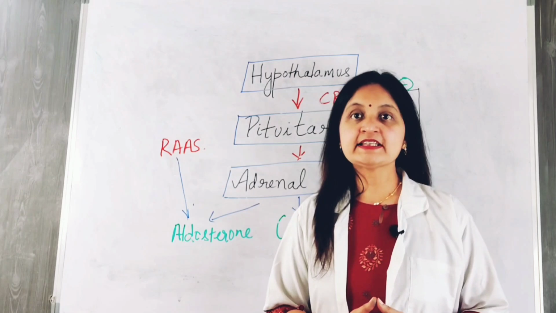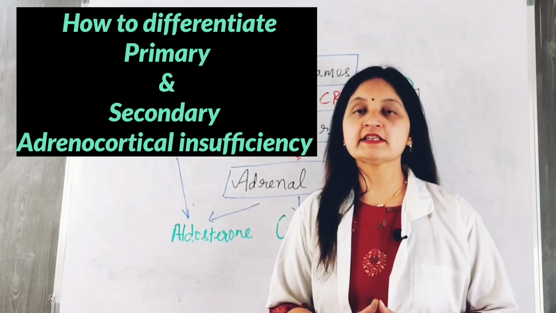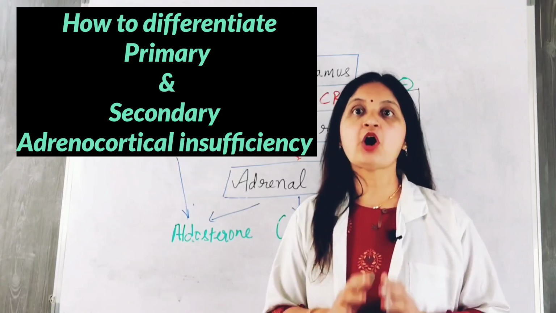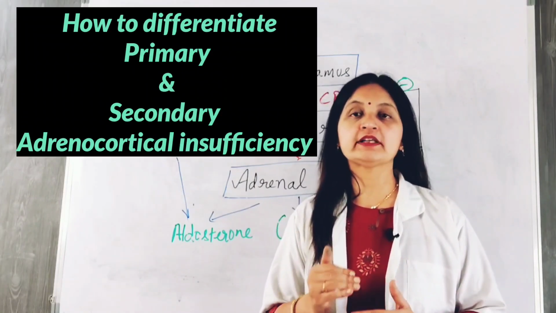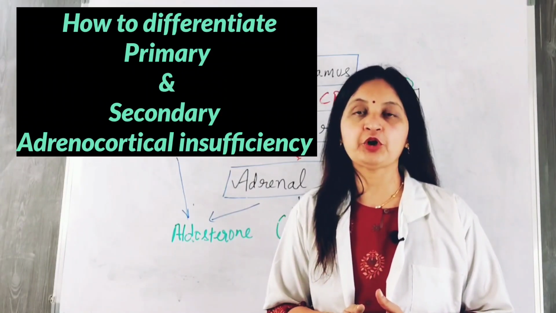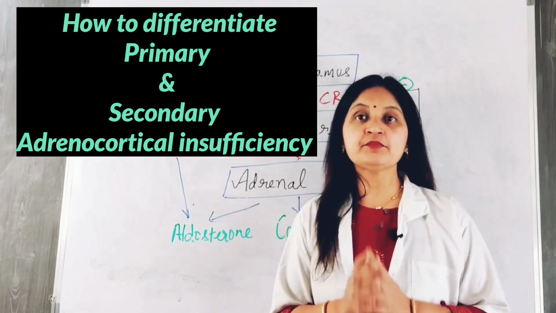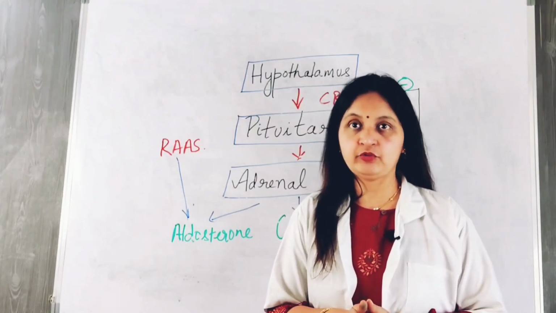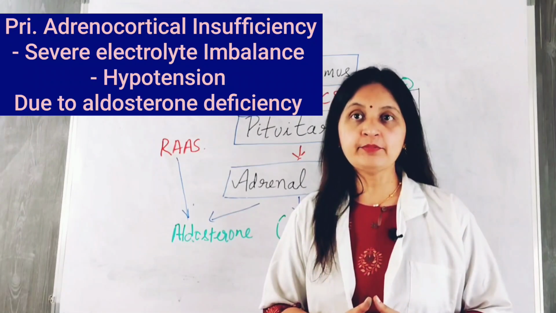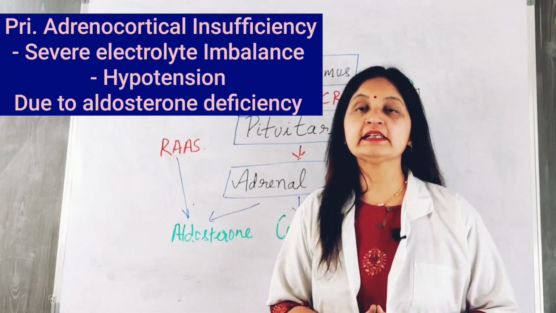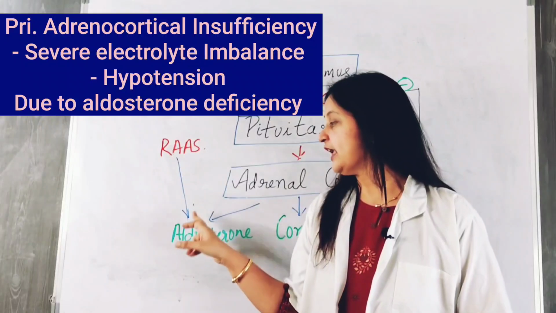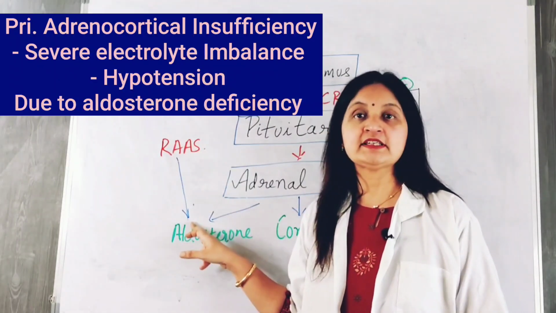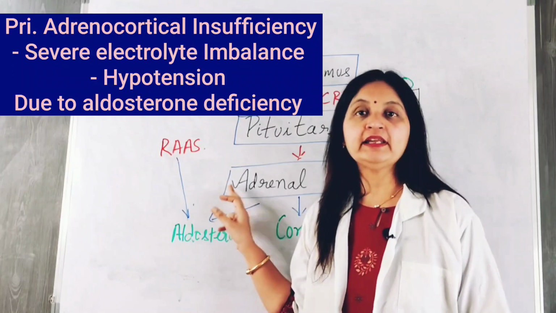So now that we have discussed the signs and symptoms and causes of primary and secondary adrenocortical insufficiency, let's now differentiate primary adrenocortical insufficiency from secondary adrenocortical insufficiency in terms of clinical evaluation, laboratory tests, imaging studies, and treatment. So in terms of clinical presentation, in primary adrenocortical insufficiency, there is severe electrolyte imbalance, and this is due to aldosterone deficiency because of damage to the adrenal glands.